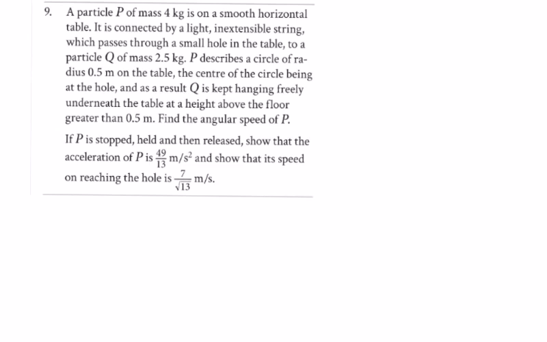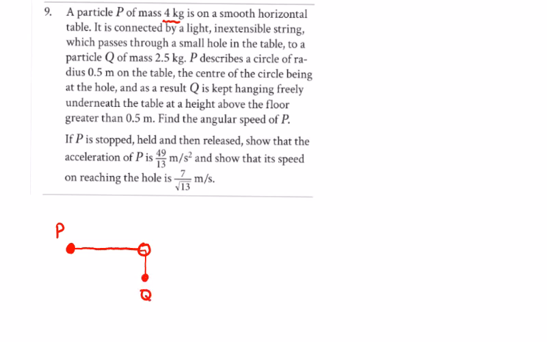Question 9. We have a particle P of mass 4 on a smooth horizontal table. It's connected by a light inextensible string which passes through a small hole in the table to a particle Q of mass 2.5. Okay, let me try this diagram. It's on a table and it's connected by a string to a hole in the table where the string goes through the hole and is connected to a new particle Q.